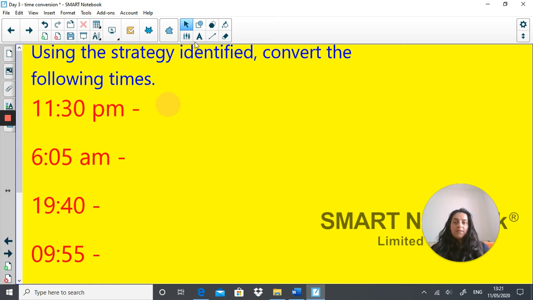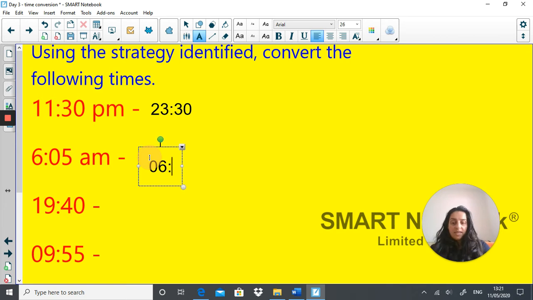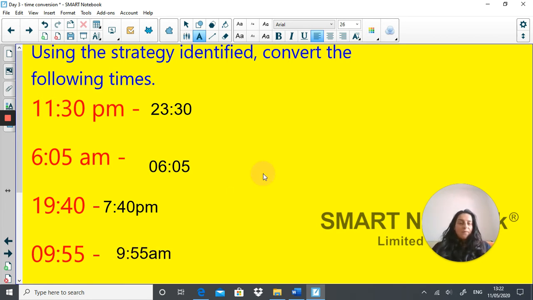So this one, 11:30 p.m. would be 23:30. 6 o'clock in the morning would be 06:00, the same as before. 1940 is the same as 7:40 p.m. And 09:55, the 0 will give you a clue at what time of day it is: 9:55 a.m. So hopefully you got those right.